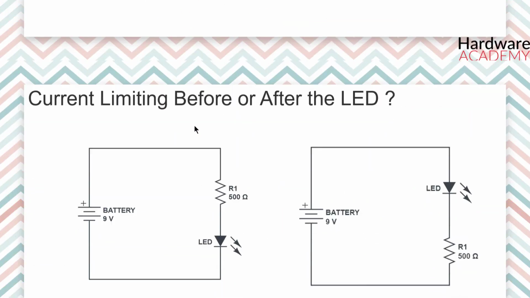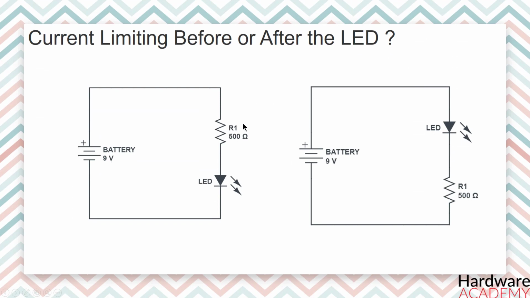Many folks learning electronics for the first time struggle with the idea that a current limiting resistor can live on either side of the LED and the circuit will still function as usual. So to make things a little more complicated, you can place the current limiting resistor on either side of the LED and it will work just the same.